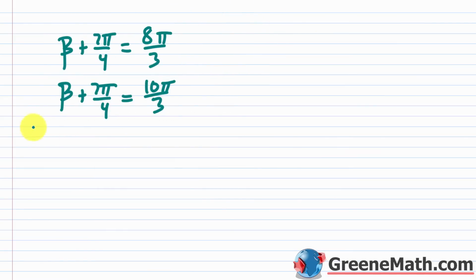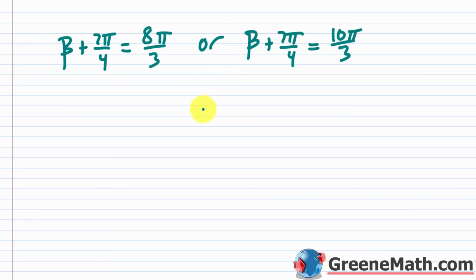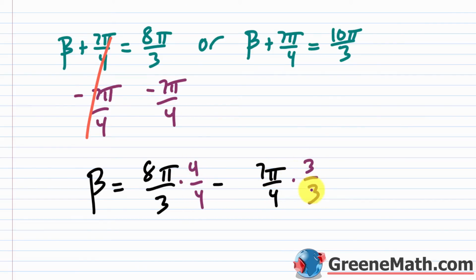So let's go ahead and grab this. And I'm just going to come down here and we can solve these pretty easily. So let's go over there. I'm going to subtract 7 pi over 4 away from each side of the equation. So this is going to cancel. You're going to have beta is equal to 8 pi over 3 minus 7 pi over 4. You need a common denominator, so let's multiply by 4 over 4. Let's multiply this by 3 over 3. So this would be 32 pi over 12.